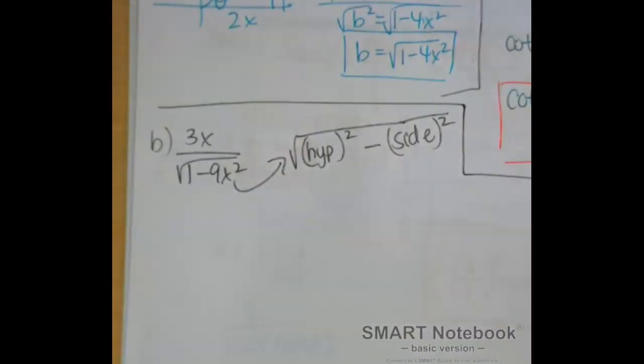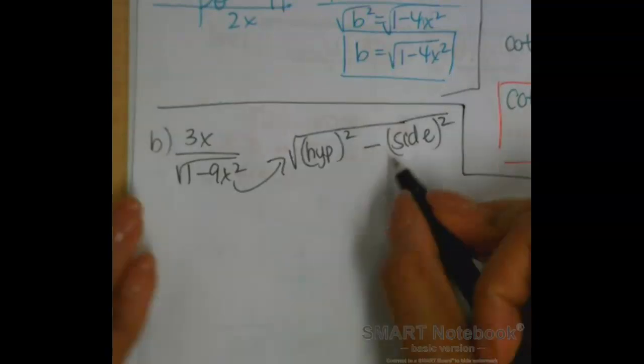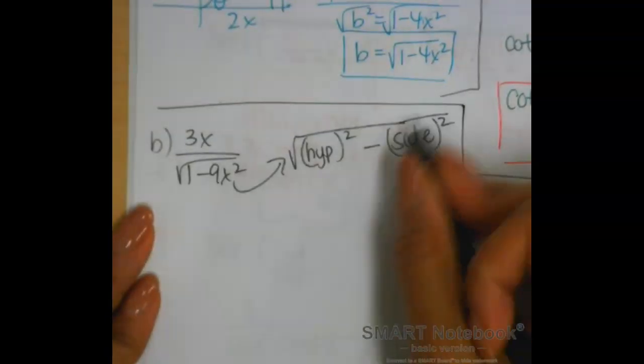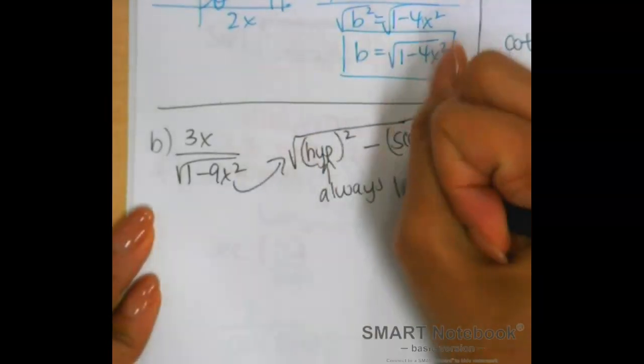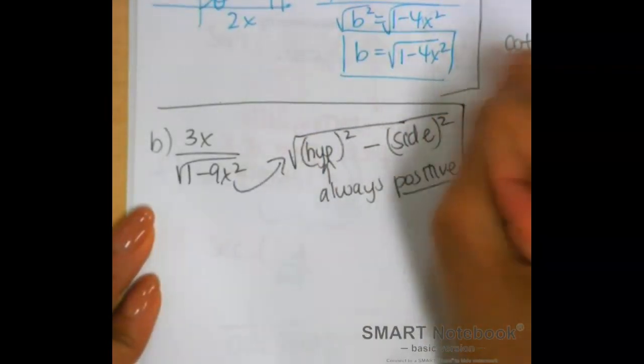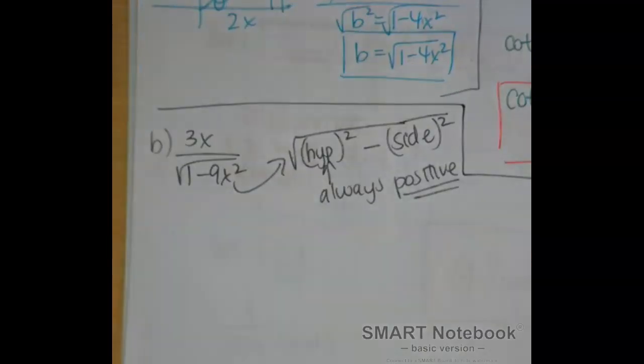I want you to keep in mind, guys, because sometimes I am a jerk, I might switch these numbers around. Your side, if it's underneath this radical, should be negative. The hypotenuse is always positive. So it's always going to be positive.